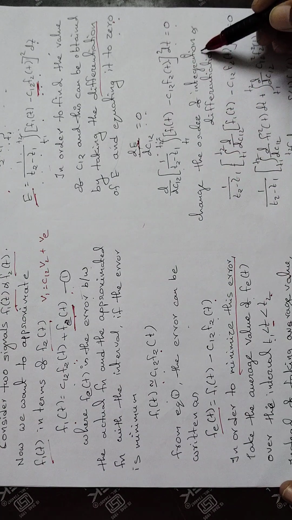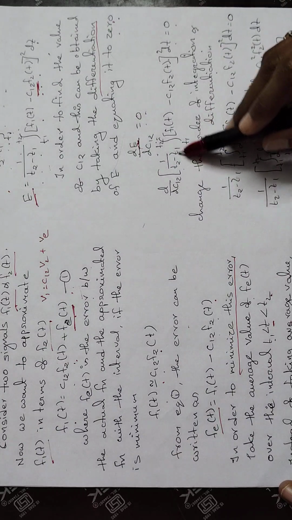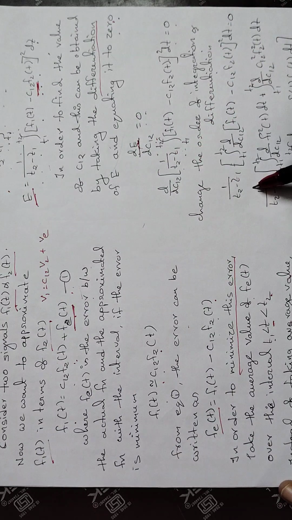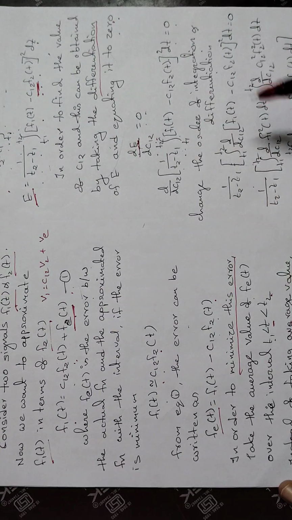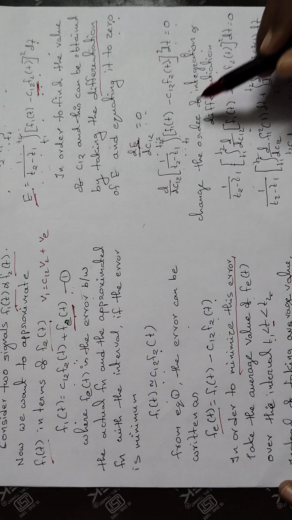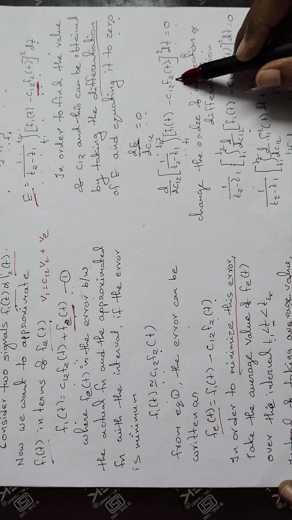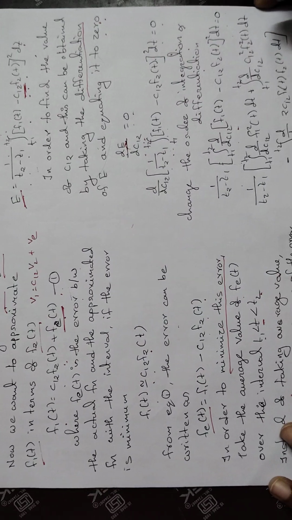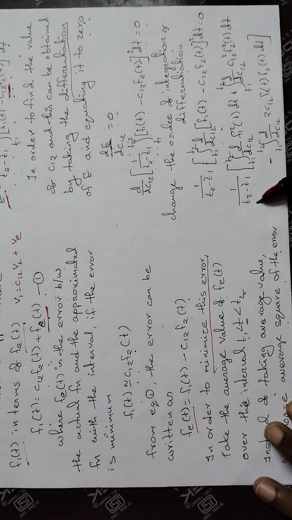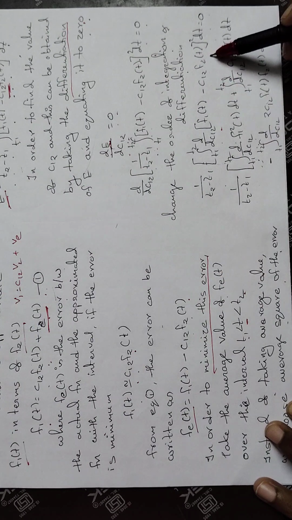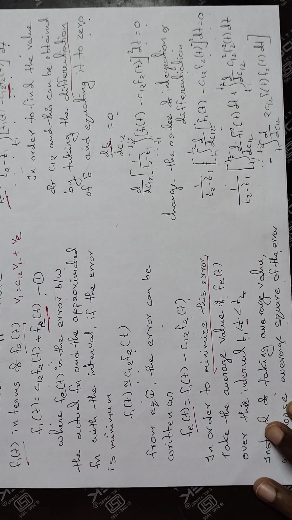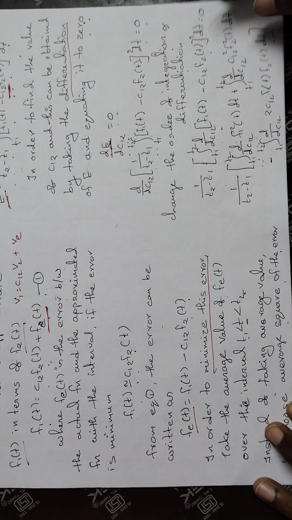So change the order of integration and differentiation. The 1 by (t2 minus t1) keep it outside, and the remaining part is the integration and differentiation with respect to c12 of (f1(t) minus c12 f2(t)) whole square dt equal to 0. Now the differentiation d by dc12, it is in the form of (a minus b) whole square, so you have to write a square plus b square minus 2ab. If there is no c12 component, then that value is 0.